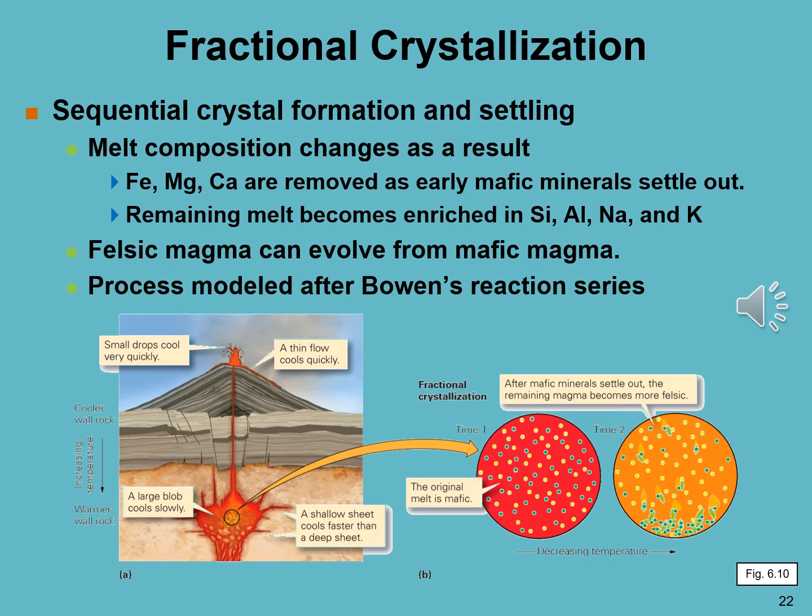In essence, fractional crystallization is the removal of early formed crystals from an originally homogeneous magma, for example by gravity settling, so that these crystals are prevented from further reaction with the residual melt.